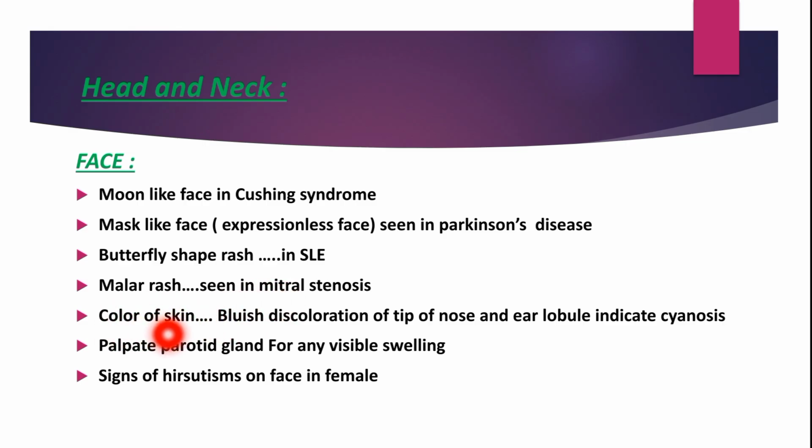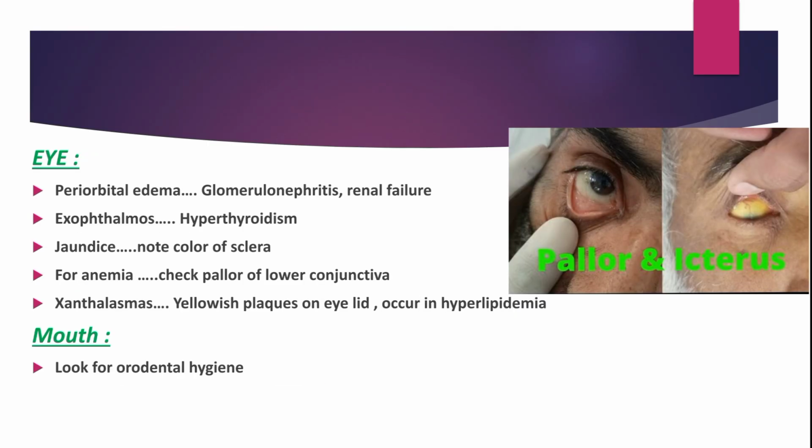Also look for the color of the skin. The bluish discoloration of the tip of nose and ear lobule indicates cyanosis. Similarly, also palpate the parotid gland for any visible swelling or lump, and also look for the signs of hirsutism on the face in females, which are present in polycystic ovary syndrome.